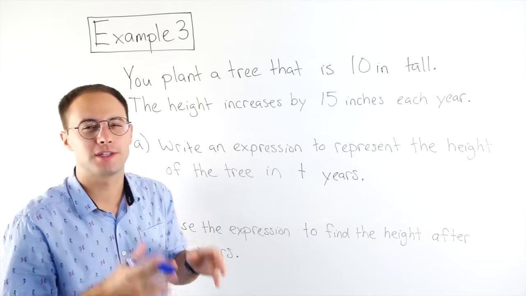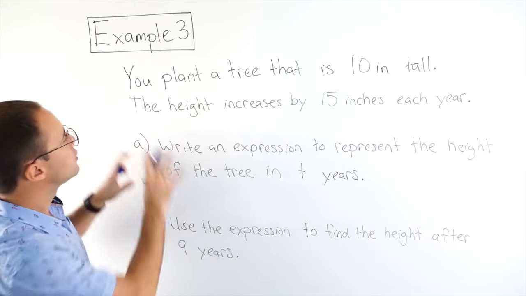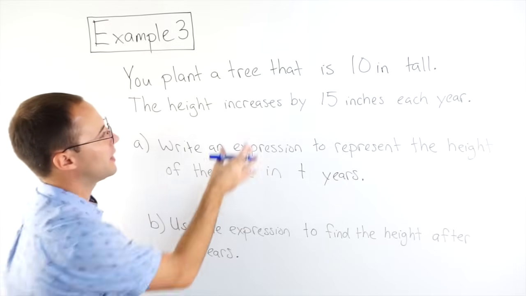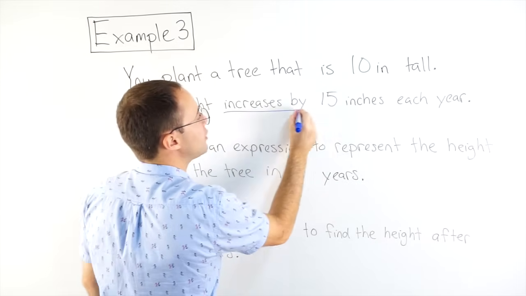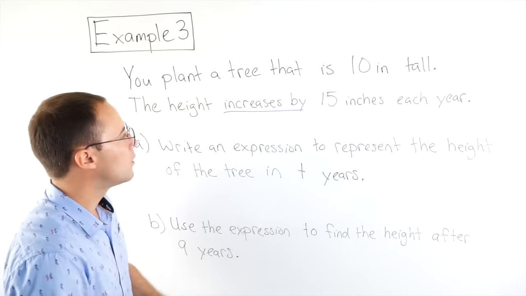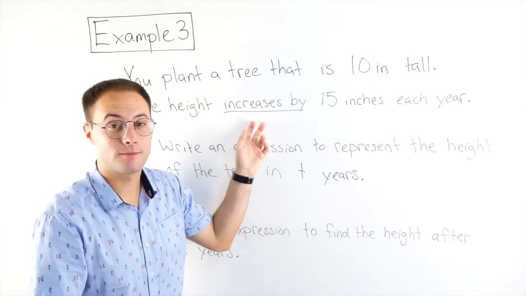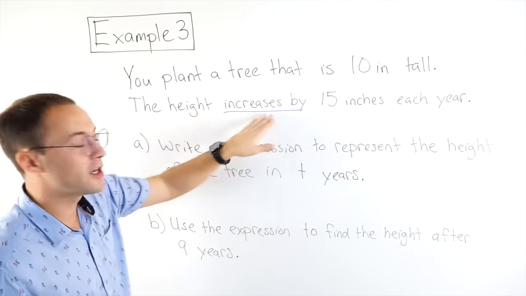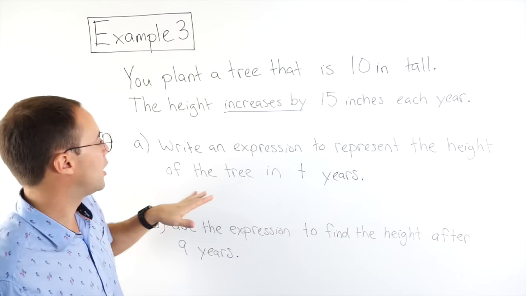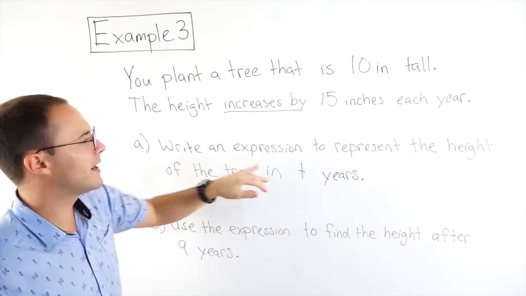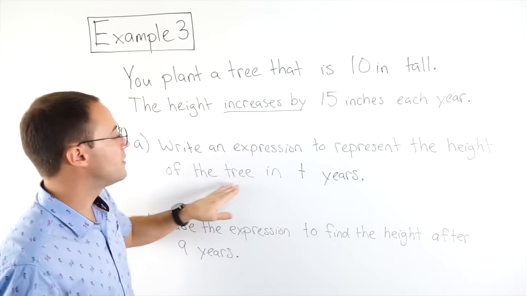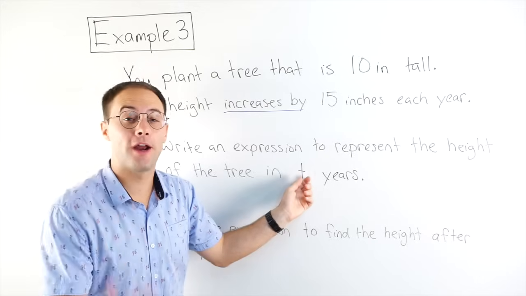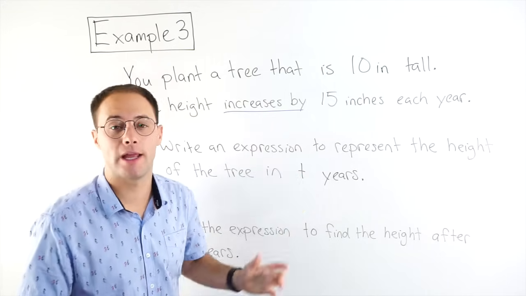We're still looking for those key words or phrases. So if you look here, hopefully one word jumps out at you, and that would be, or phrase, increases by. Okay. Well, we know that means addition. Okay. So when we're writing our expression, we got to know that we're going to be using addition. So that helps. We also know that they want us to write an expression to represent the height of the tree in T years. T is going to be our variable. So we're going to have an algebraic expression.